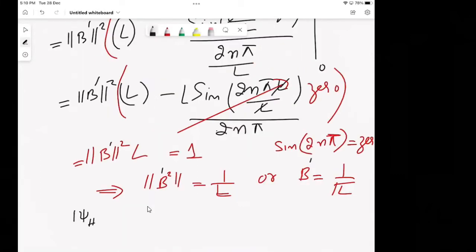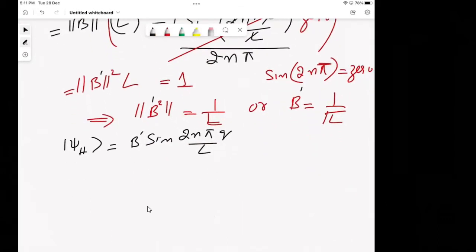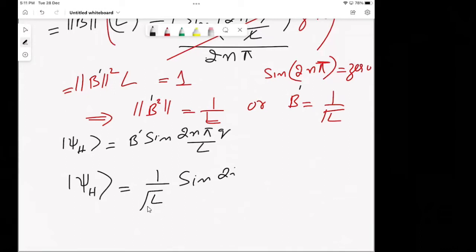Now what is the value of psi h? Psi h was b prime sine 2n pi q over L. By putting the value of b, and since b prime is also a constant, its value will remain fixed throughout this space, so that will become the square root of 1 over L sine 2n pi q over L. This is actually the state.